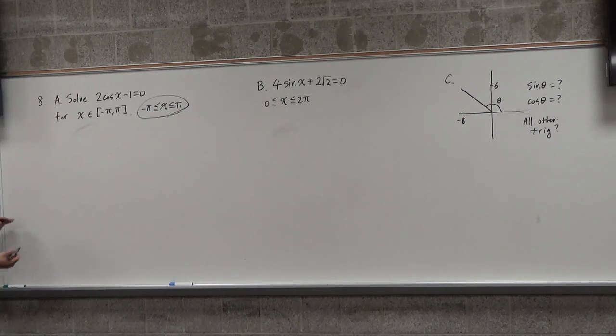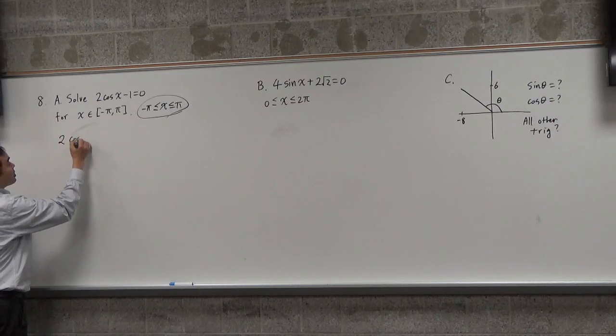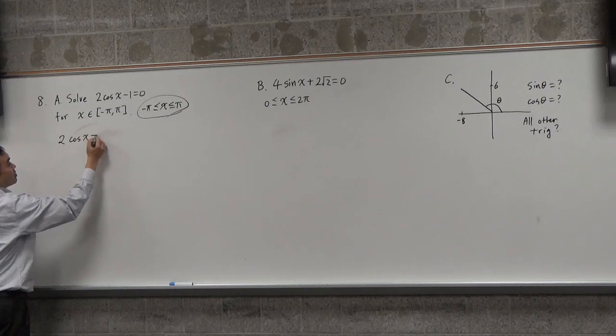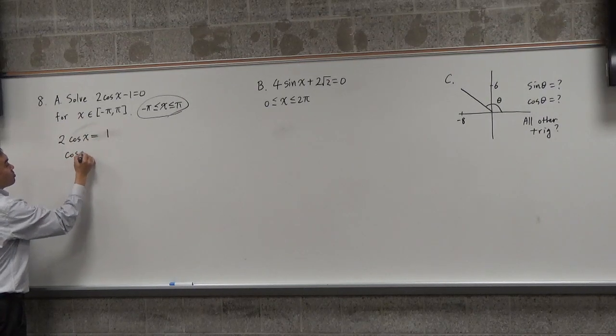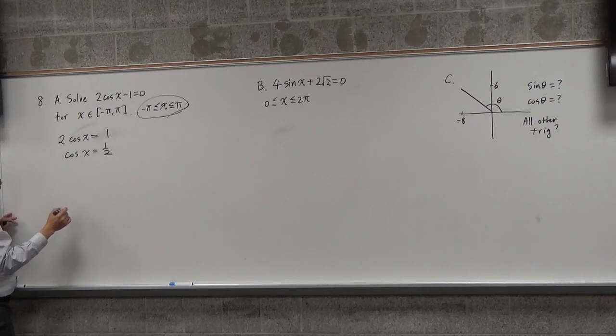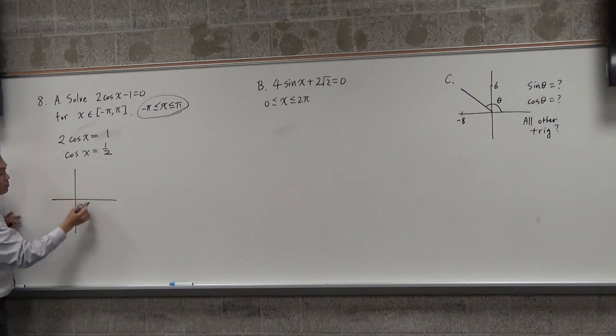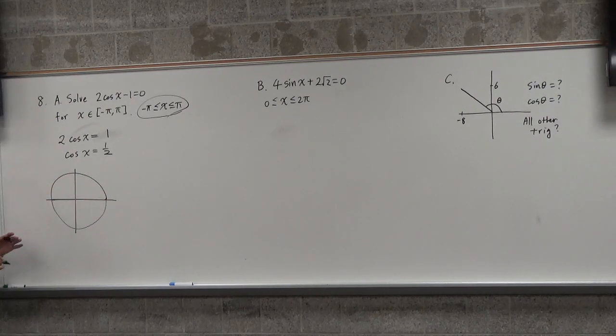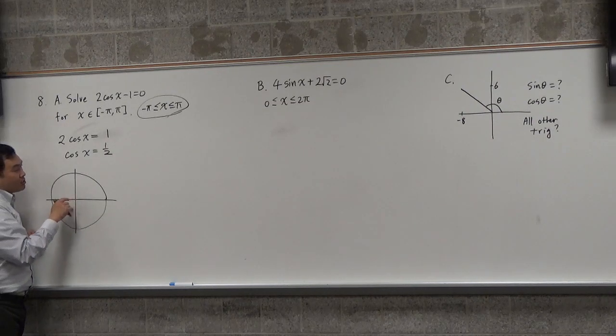Okay, so let's try to solve this. You have 2 cosine of x minus 1 equal to 0. You add 1 to both sides, and divide by 2, so cosine x equals 1/2. That means you're trying to locate the angles that give you 1/2 as the cosine. So go to the unit circle, and remember that 1/2 is the small size, right? We talk about small, medium, large. Small size is 1/2. And because it's in the x direction, we think about the small size 1/2.